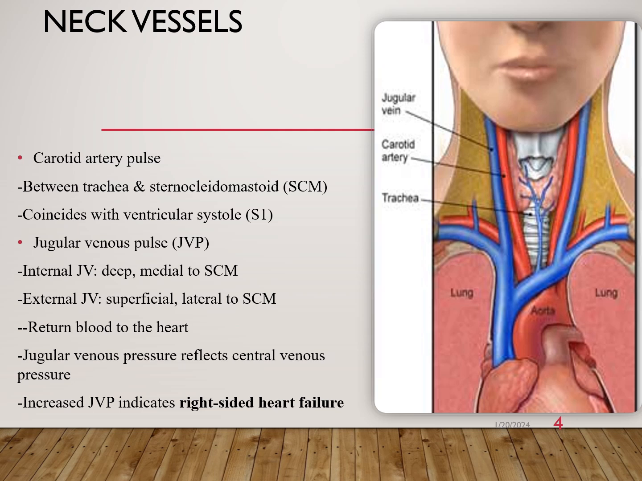is there's internal jugular venous that's medial to the sternocleidomastoid, and the external jugular that's lateral to the sternocleidomastoid. So this returns blood to the heart from the brain. We look at jugular venous pressure and distension because that reflects the overall central venous pressure in the body. And when those veins are distended in the jugular, it can be connected to fluid overload or right-sided heart failure.